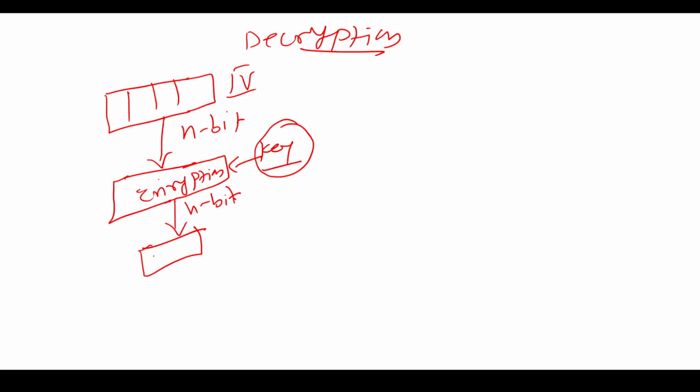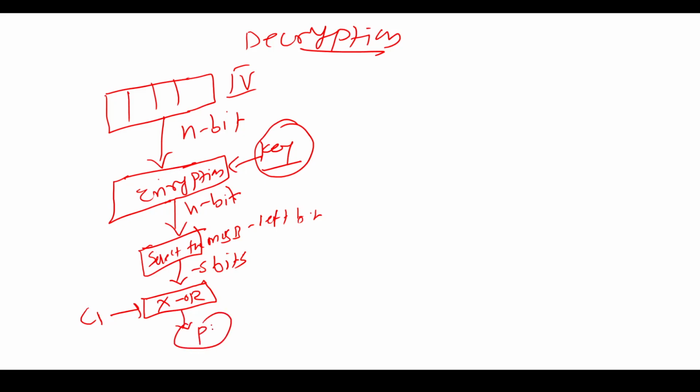That n-bit encrypted value will be used for the XOR. How? Again, select the most significant left bits. So finally we will get the s bits from this, right? And now after getting this, apply the XOR formula. Here, instead of plaintext, you have to give the ciphertext first, and then we will get the first plaintext. Getting my point? So this is the process of decryption.